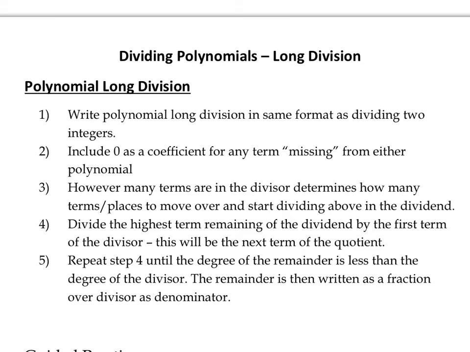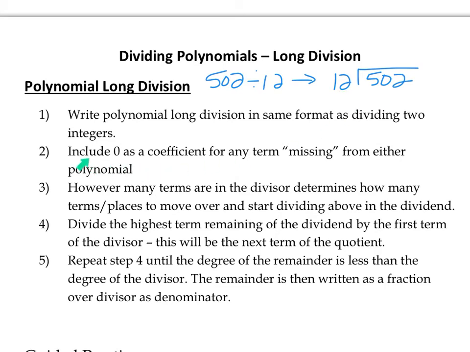So for instance, if we were going to divide 502 by 12, that would look like this, 12 into 502. And then we'd see how many times does 12 go into 5? Well, it doesn't at all. So how many times does 12 go into 50?